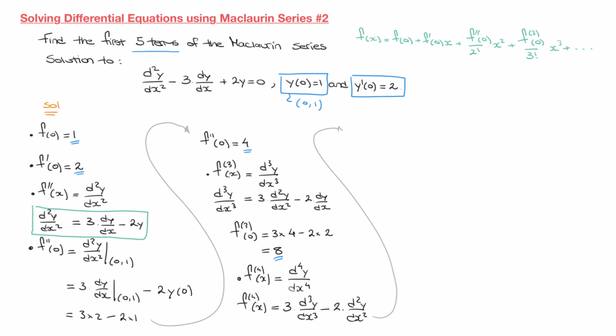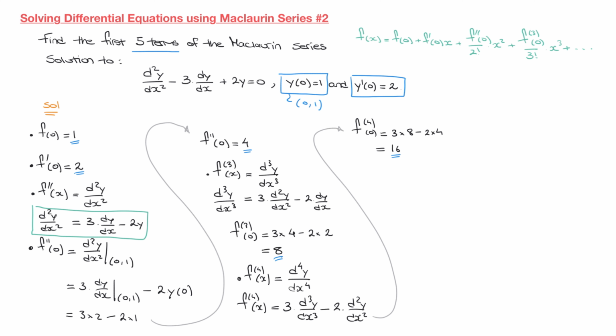Now, carrying on up here, we can evaluate the fourth derivative when x equals 0, and for that, all we have to do is evaluate each of these two derivatives when x equals 0 and y equals 1. And as I'm sure you can see, we've already done that. Indeed, we saw that the third derivative evaluated when x equals 0 is 8, and the second derivative when x equals 0 is equal to 4. So this becomes 3 times 8 minus 2 times 4, which is 24 minus 8, so that's equal to 16.